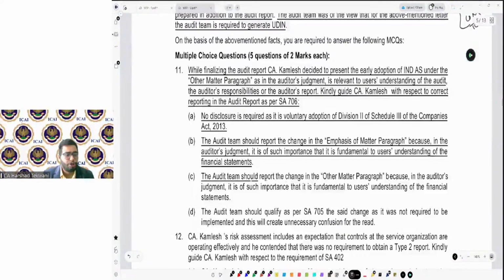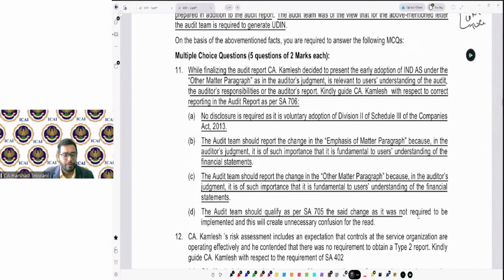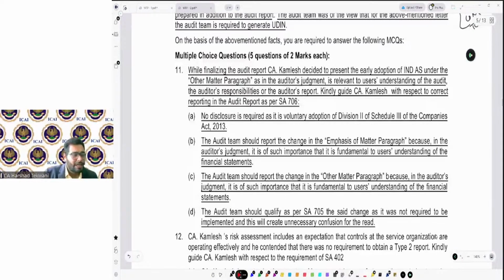Option number C: the audit team should report the change in the other matter paragraph because in the auditor's judgment, it is of such importance that it's fundamental to the user understanding of the financial statement. Could be an answer. The audit team should qualify as per SA 705 the state change as it was not required to be implemented and this will create unnecessary confusion for the reader. That is not appropriate because there was no bar on the early adoption. So I could say B is incorrect as of now. Now A, B and C.